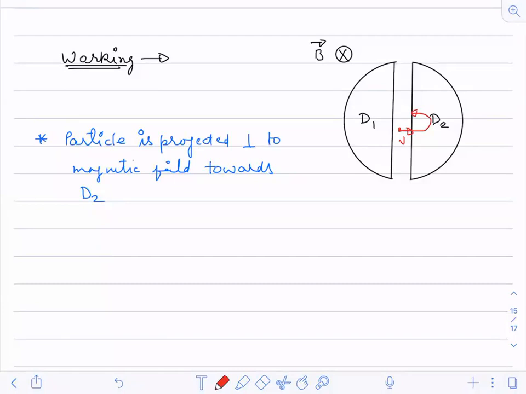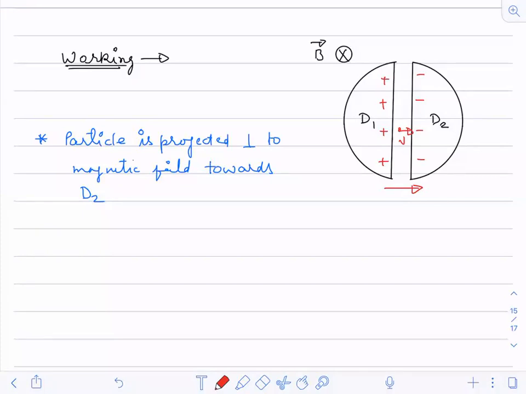Now you have to increase the velocity. So before increasing the velocity, what you have to do? You have to make this D2 as negative and D1 as positive. Then only what will happen? The electric field will be set up from this D1 to D2. And when this electric field is set up like that, what will happen to the positive charged particle? It will move suddenly towards D2 with a higher velocity.